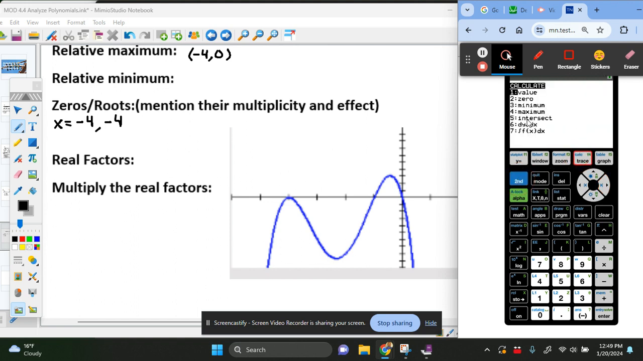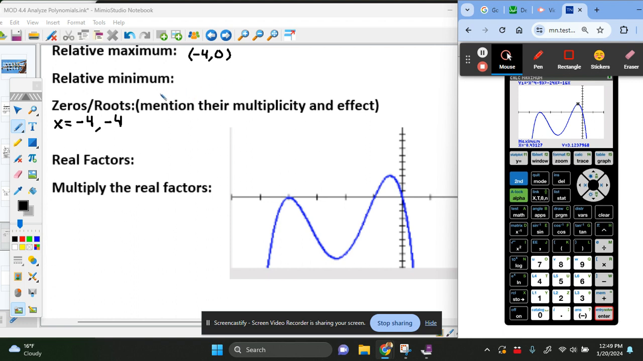Now let's find the other maximum first, since that's what we're on. Okay, we've got another maximum. So second calc, and I'll go to the left side of that maximum. Right here, I'll hit enter and go to the right side of that maximum. I'll hit enter again, take a guess of where I think that maximum is, and it will tell me very accurately where it is.